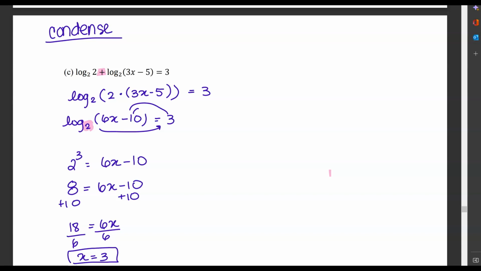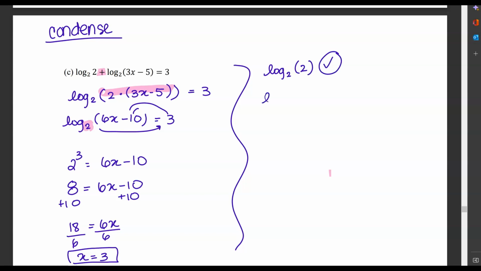So we want to make sure that the inside of both of these logarithms are positive, especially when we use the product property. So when this happened here, we want to go back to the original and make sure that both of our logarithms are going to be positive. So log base 2 of 2 is, yes, going to stay positive because I didn't change anything in there. But log base 2 of 3x minus 5, right? Will that still be positive? So we want to make sure that this stays greater than 0.